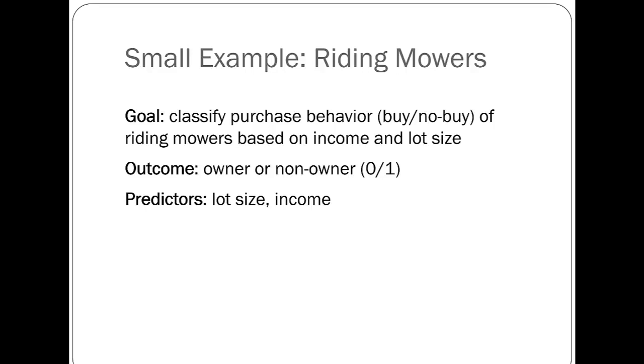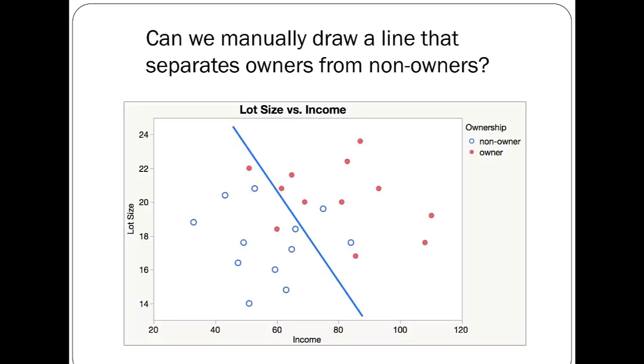To help us understand better how this is done with discriminant analysis, we're going to look at our riding mowers data set, where again we're going to try and predict whether someone would purchase or not purchase a riding lawnmower based on the predictor variables of lot size and income. So if we look at the scatter plot of the data, and again this is a small data set, we see income on the x-axis, lot size on the y-axis, and then we have an indicator of who's an owner and who's not an owner.